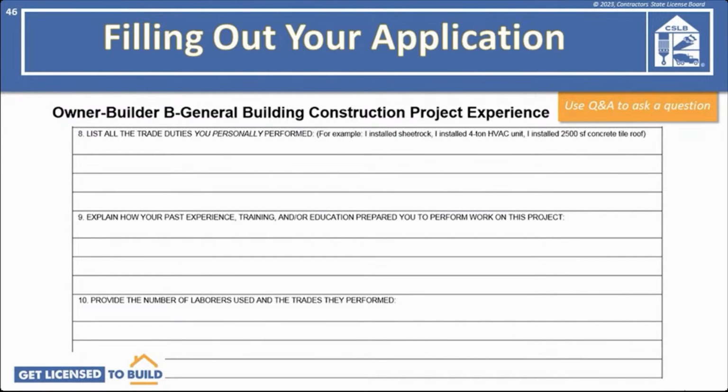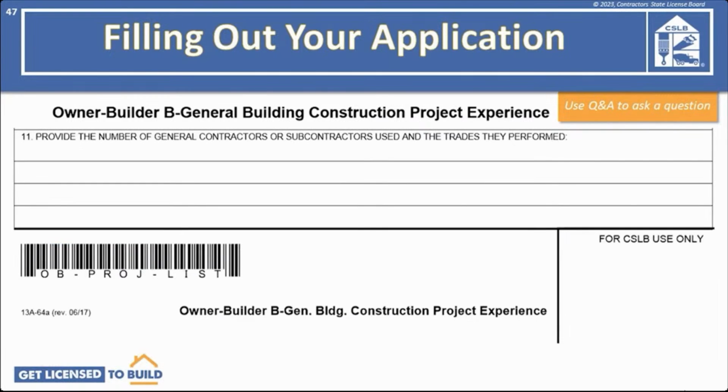Owner Builder B General Building Construction Project Experience, 2 of 3. In boxes 8 through 10, you'll need to provide more detailed information about the project. Owner Builder B General Building Construction Project Experience, 3 of 3. Question 11 asks if other general construction contractors worked on the project and what trades they performed. Remember, this information should be as complete and accurate as possible.